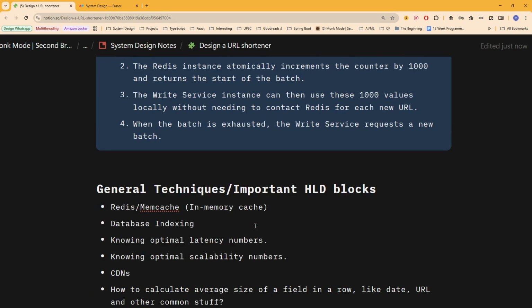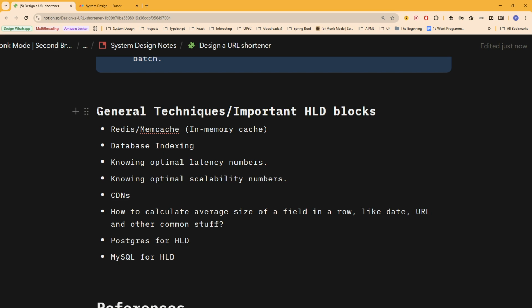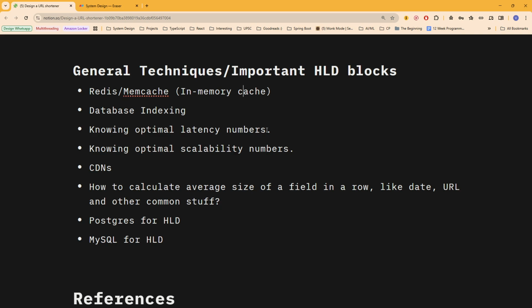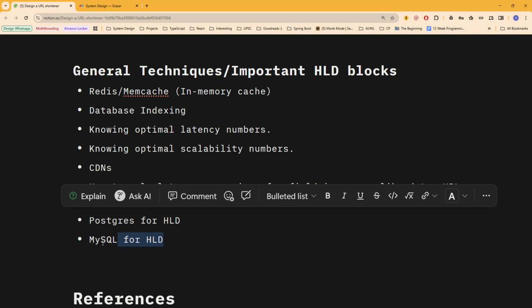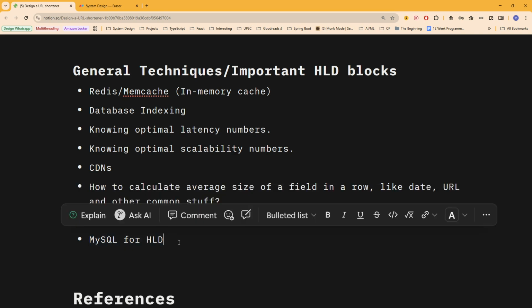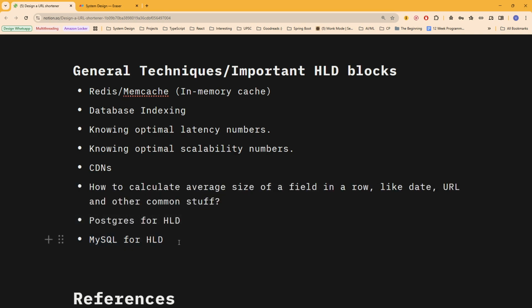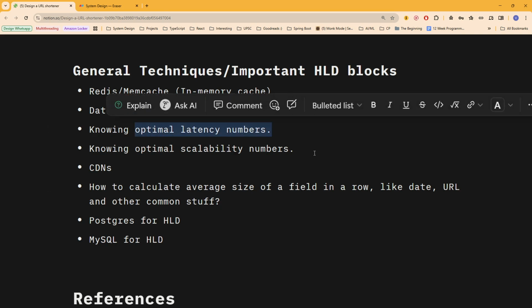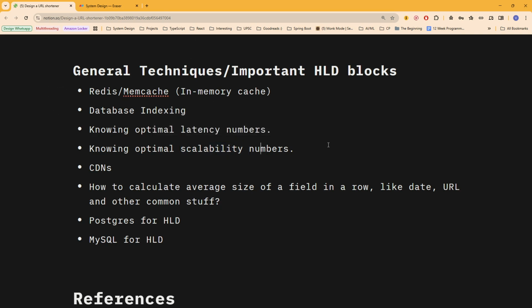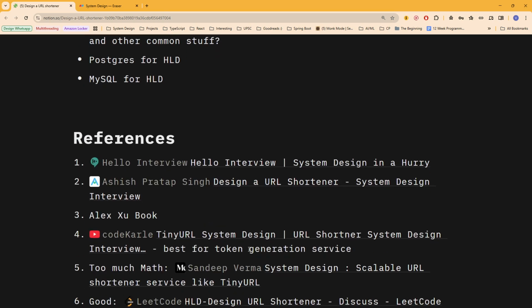Let's take a look at the final design. I'll also go through the key techniques which we have used here. If you are not aware of these, you can read about them later and improve your understanding of this particular question: CDNs, how to calculate the average size of a field in a row, PostgreSQL for HLD, MySQL. You should have some idea about these, so that if the interviewer asks, you can answer the follow-up questions. How to know the latency numbers, how to know the scalability numbers, how to come up with these numbers. There's a very good blog on hellointerview.com, so you can refer to that.